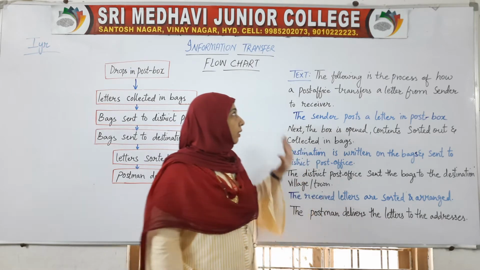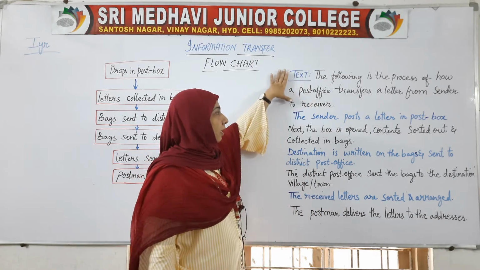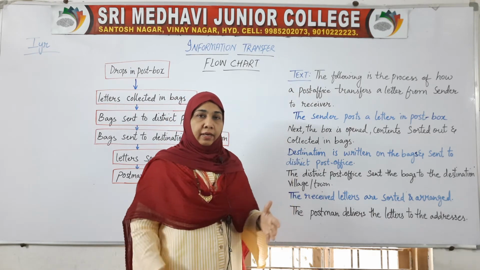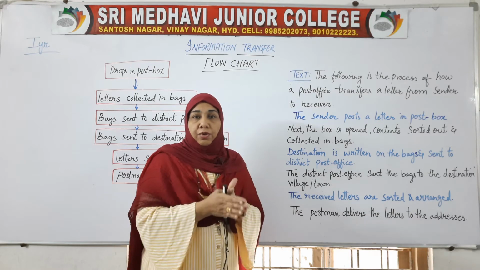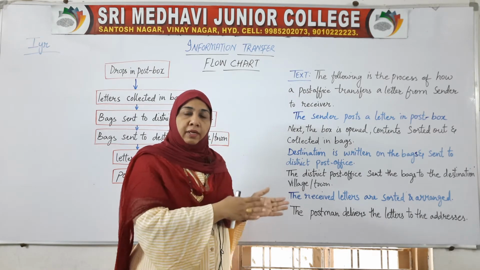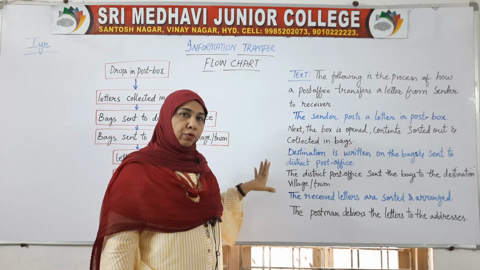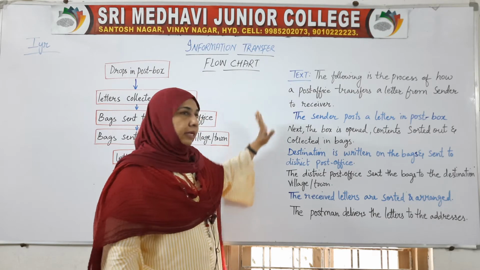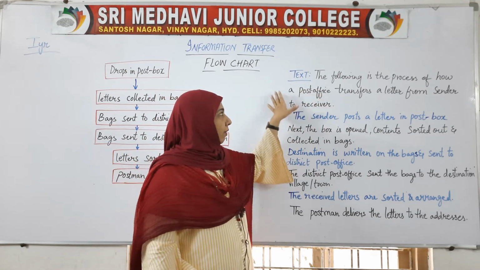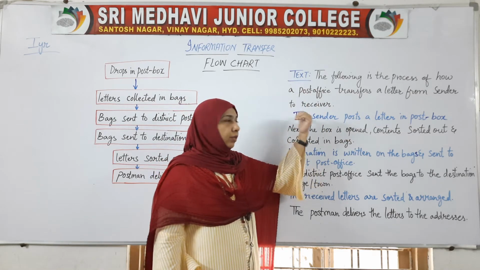Okay, so now here this is the text. What is the text about? It is about how a post office transfers letters from a sender to the receiver. That is the whole process being given, and we have to create a flow chart after reading this paragraph. The following is the process of how a post office transfers a letter from sender to receiver.